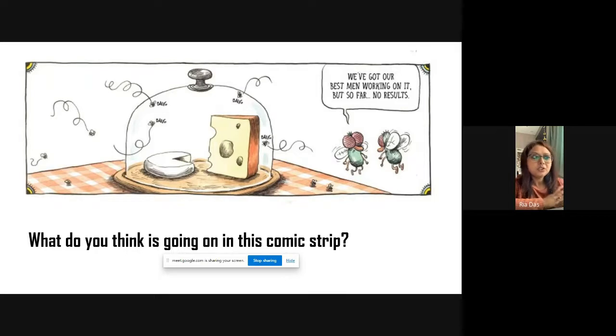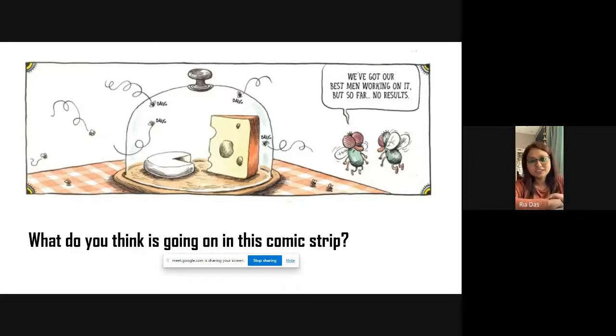So with that, I would like a few responses from you all. Look at the comic strip here, and there's a storyline. You can see the pictures related to it, and these two flies are talking to each other. "We have got our best men working on it, but so far no results." You can see there's cheese, which flies love. That's food for them. What hinders them from getting the cheese is the glass case, which they cannot pass through. So that's a problem situation for them. Now, what, according to you, is going on in this comic strip?